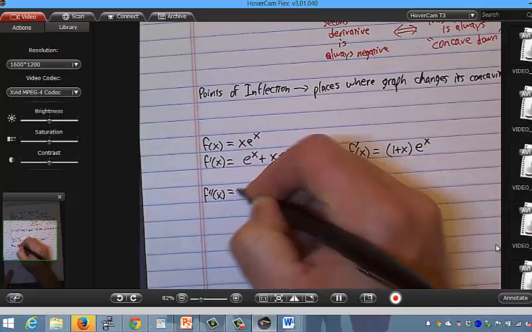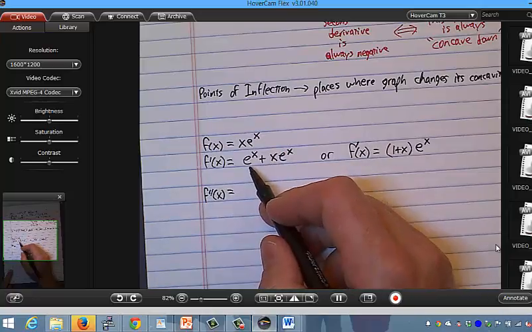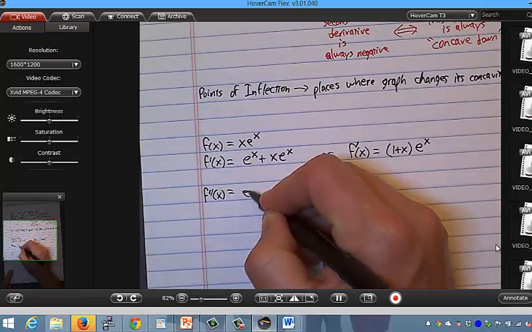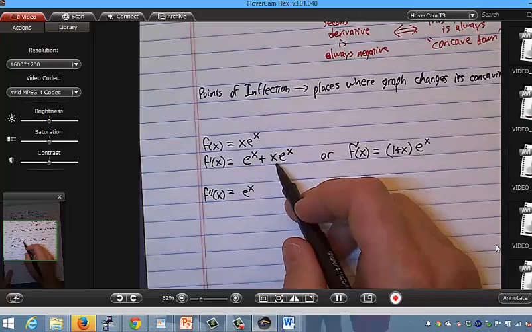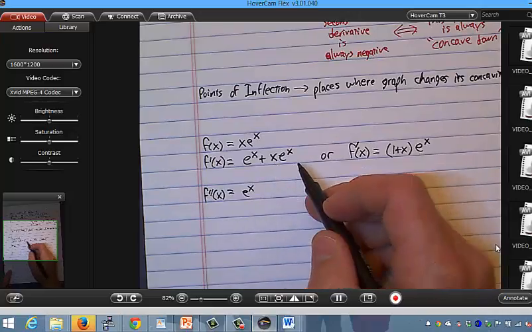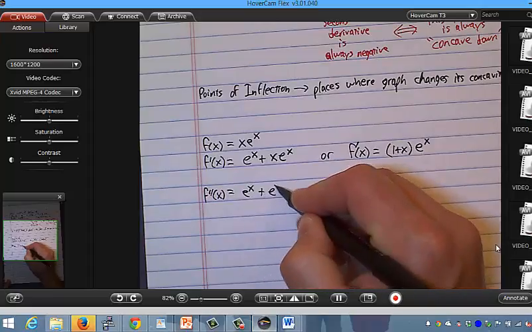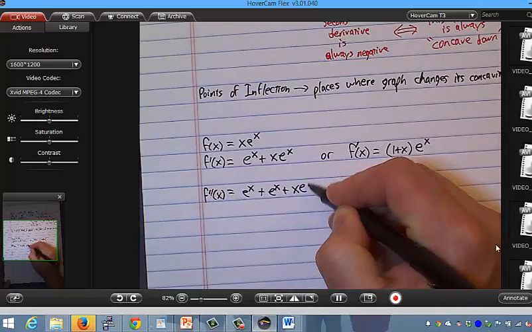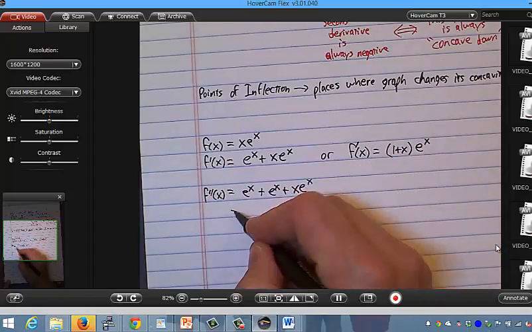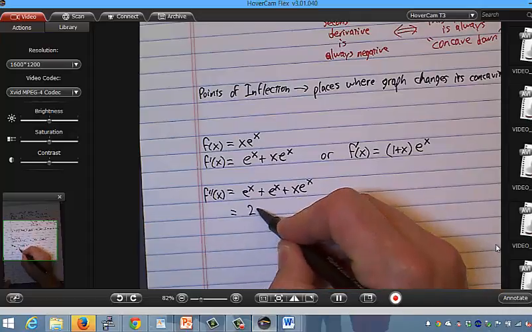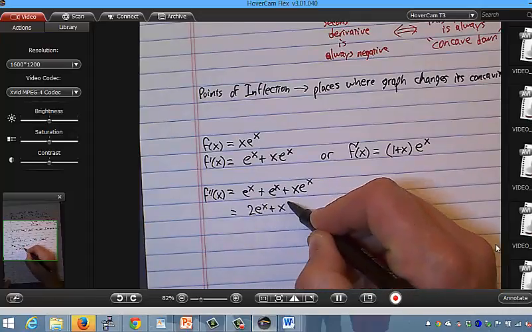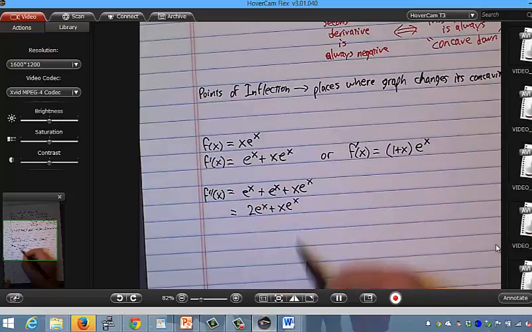Okay. So what's the derivative of e to the x? e to the x. Now, it's funny. The derivative of x e to the x, I just computed that, so I'll basically just write this down again. So plus e to the x plus x e to the x, right? So what I really get is 2 e to the x plus x e to the x. That's the second derivative.